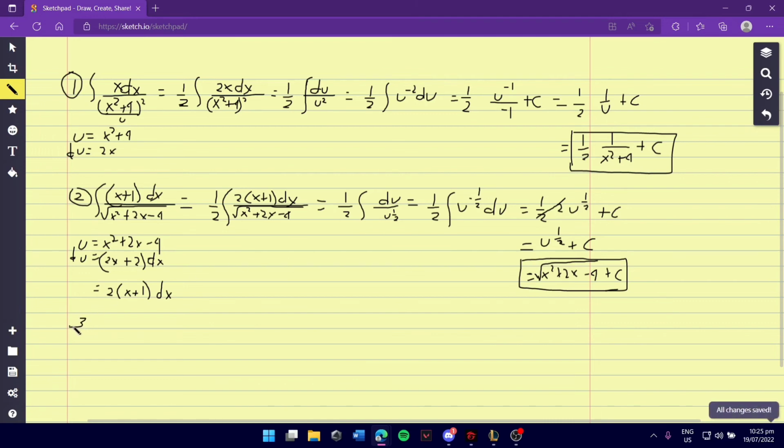So we'll proceed to example number 3. In example number 3, we have the integral of x cubed plus 3, times 3x squared, I mean x squared, dx.